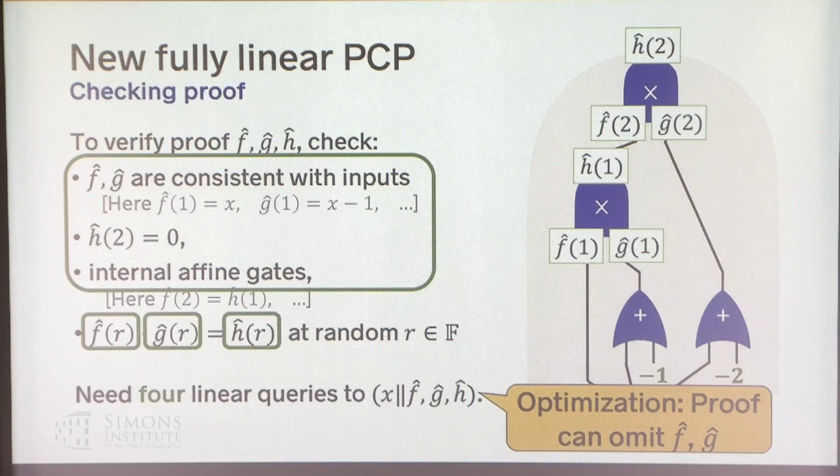And as an optimization, you can actually get rid of f and g in the proof also. So this is a very, very simple and concretely efficient construction, which is why you can use it in practice.